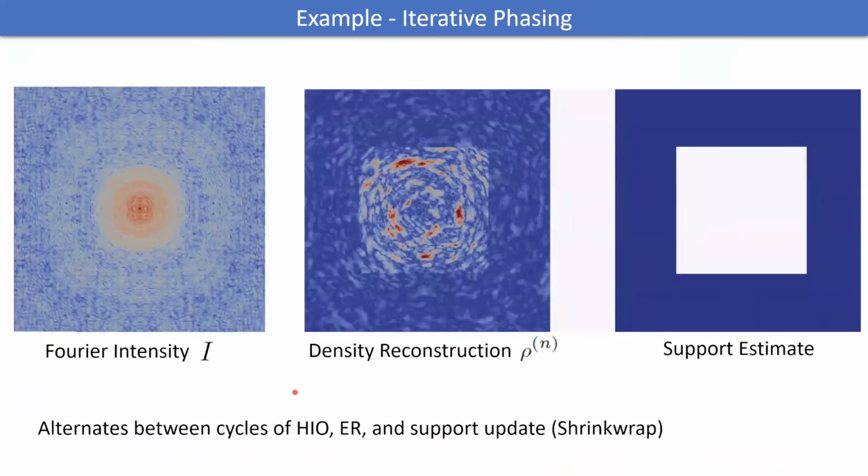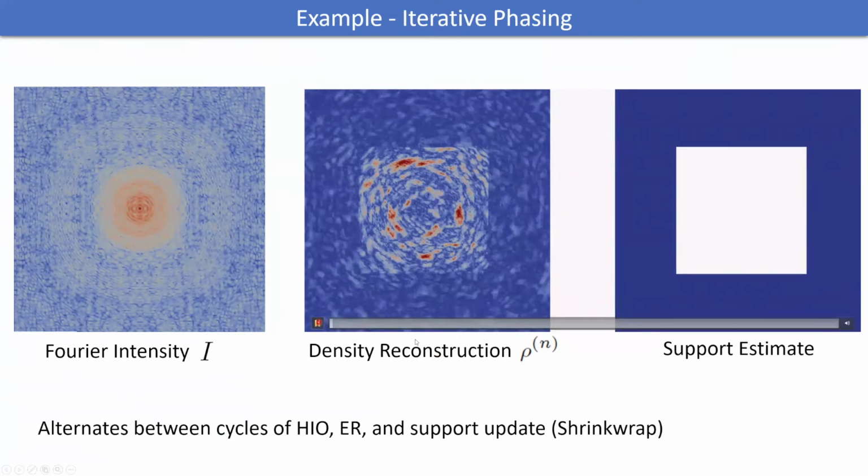And so here's a simple example of that, just to show how it works. On the left is the diffraction intensity of a happy face. And then what we're going to do here on the right is alternate between several cycles of HIO and ER. And we're also going to update the support estimate through a technique called shrink wrap, which I went into detail about yesterday, but I won't say too much about here. But basically, we're going to refine the support estimate as we go along.